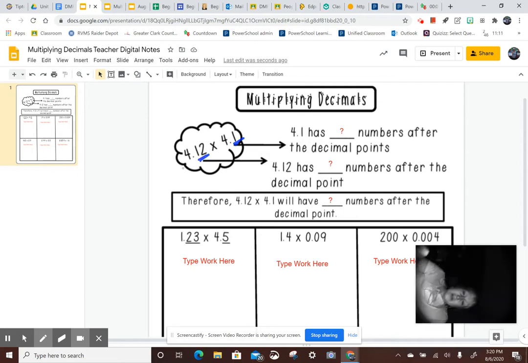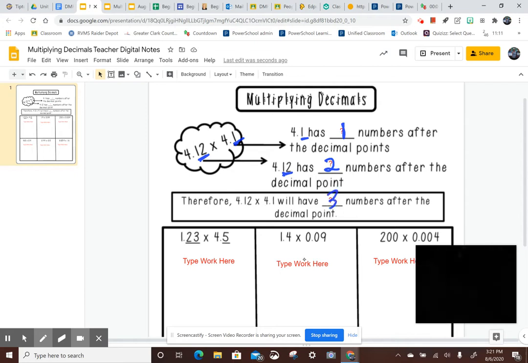Okay, so you will type in here: 4 1/10 has one number after the decimal point. 4 12/100 has 2 numbers after the decimal point. Therefore, 4 12/100 times 4 1/10 will have 3 numbers after the decimal point.